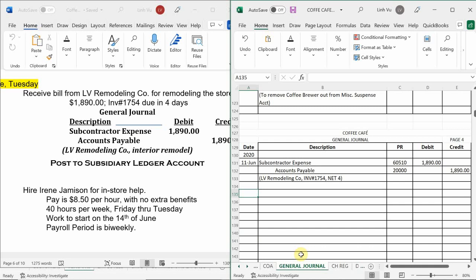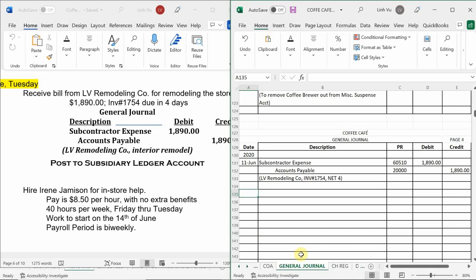Well, you haven't paid her yet. Exactly. You haven't paid her yet. All you did was hire her. Mm-hmm. So, we do not need to record Irene as a transaction because first off, it's only June 14th.